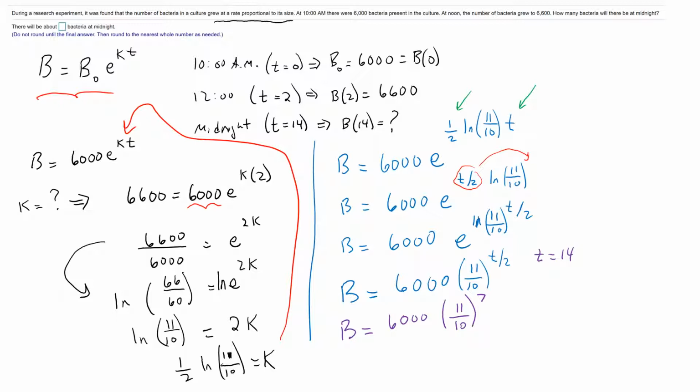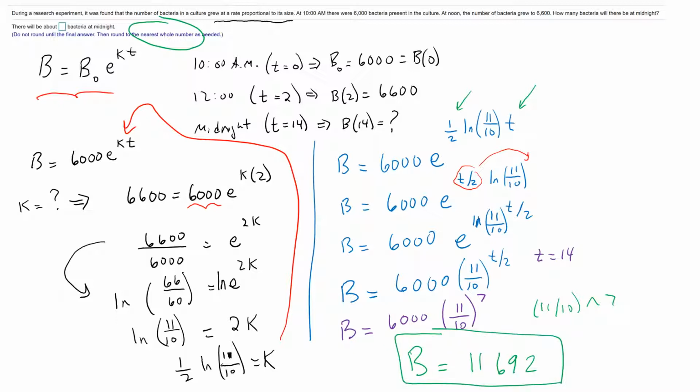On my calculator screen, I have parentheses 11 over 10, and then I use my exponent button and raise it to the 7th power, and I got 1.9487171. But now I have to multiply that by 6,000. So using my calculator, I multiplied it by 6,000. Back up here, they want me to round to the nearest whole number. My calculator says 11,692.3026, but to the nearest whole number, it's 11,692. That's how many bacteria there are going to be at midnight.